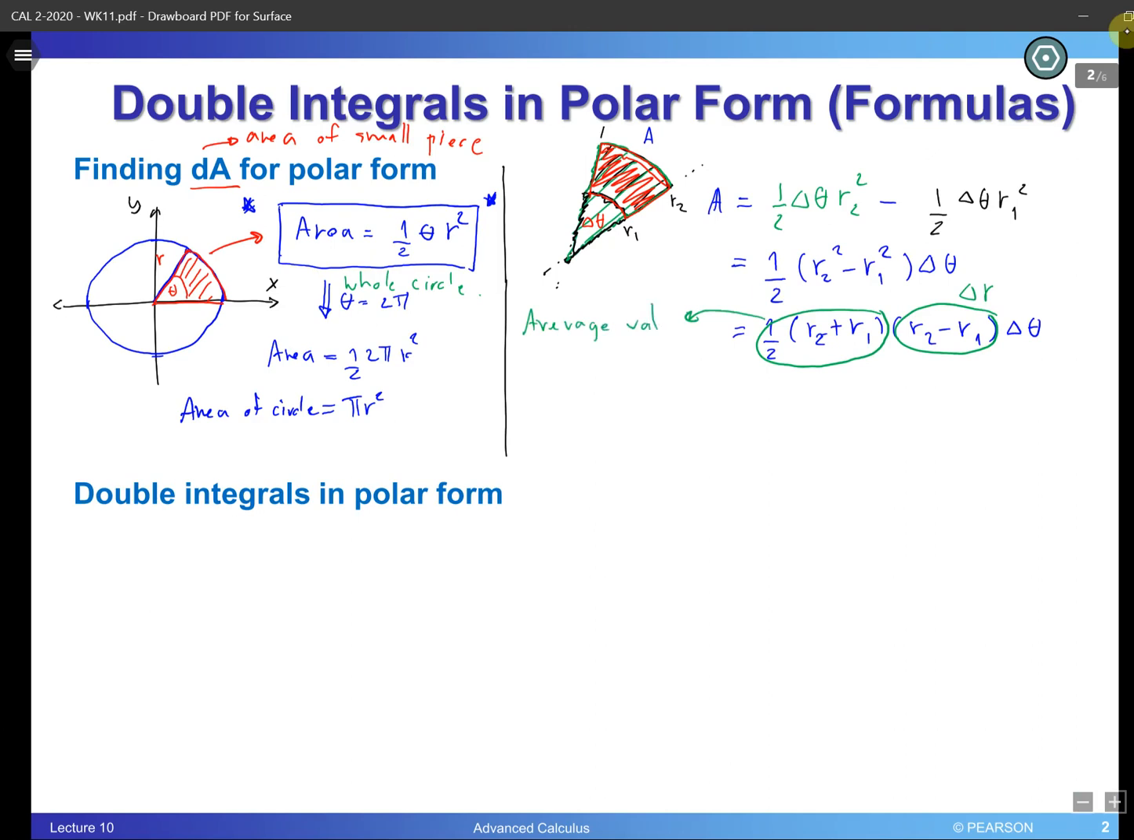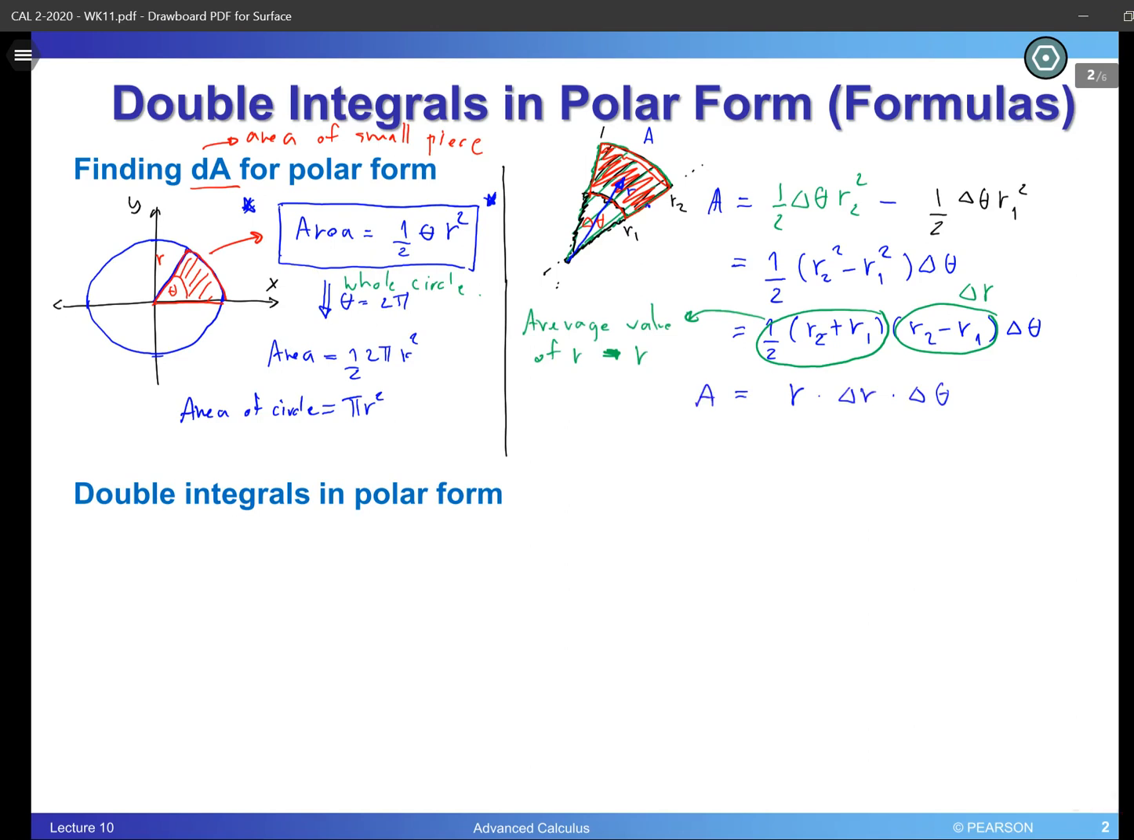You can make a note right here that this one is going to be the average value of r. What is that? It's going to be right in the middle of r1 and r2. It's going to be this. This one is going to be r right here. This happens when the radius is right in the middle. Okay? So this should represent r right here. We are going to use r for that. So in the end, we get r, which is the average of r2 and r1, times delta r times delta theta, and that's equal to A.